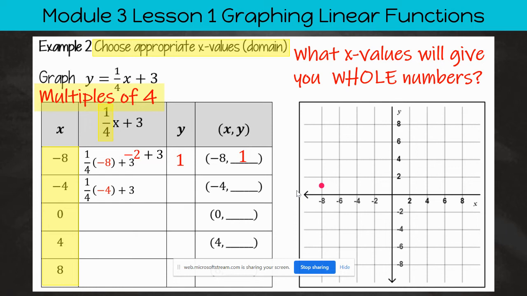1/4 of -4 is -1. So -1 plus 3 is going to be 2. So I can graph the point -4, 2.